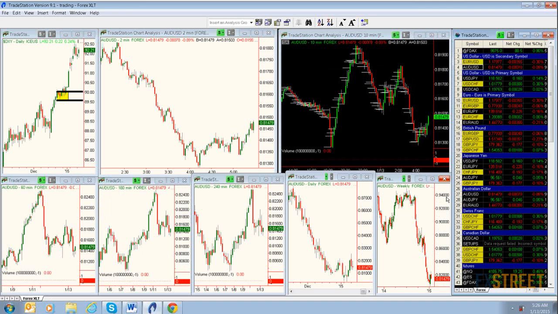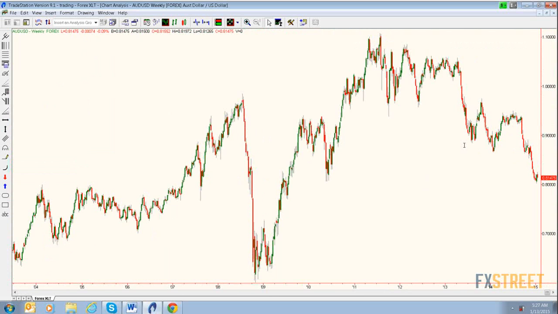Why don't we go to the Aussie dollar? Again, let's start with the weekly chart. So now we're down at this pivot low, and you're getting a little bit of a bounce. Would we expect the Aussie to have a significant turn from this level? Your average retail trader thinks so, but we probably would not.